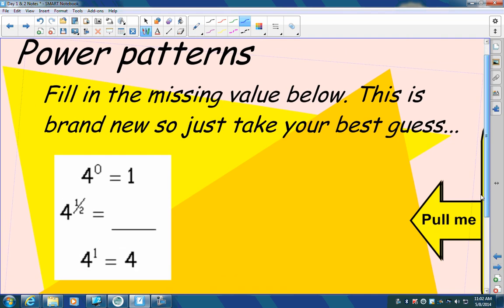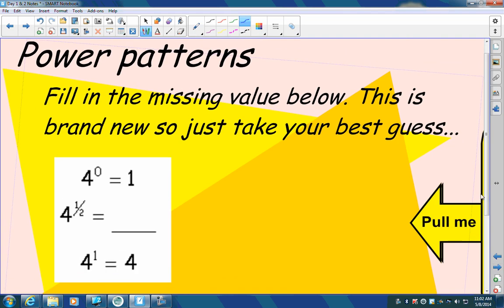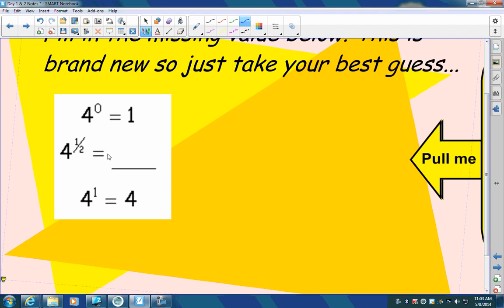Look at this one. It says, fill in the missing value below. This is brand new, so just take your best guess. I want you to look at this, and what do you think? Put in there what you think that would be. Don't put it in the calculators. Well, you can. All right, so people are saying 2, 2, 2, 2. It's 2. Okay, got it. 4 to the 1/2 is 2.